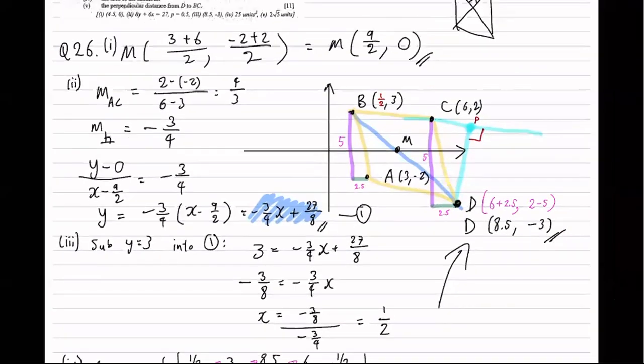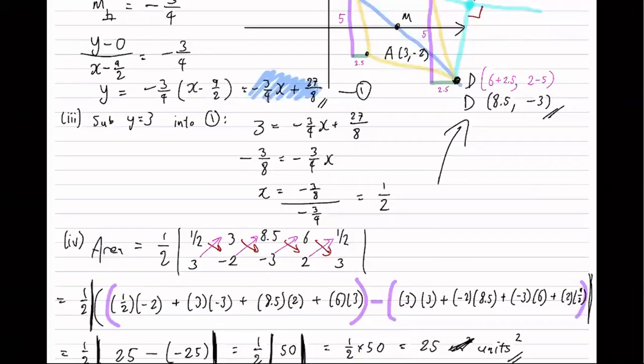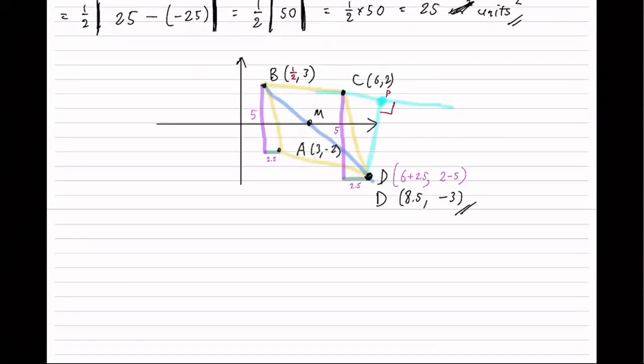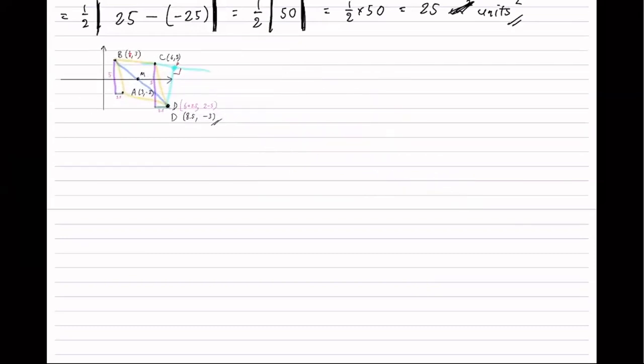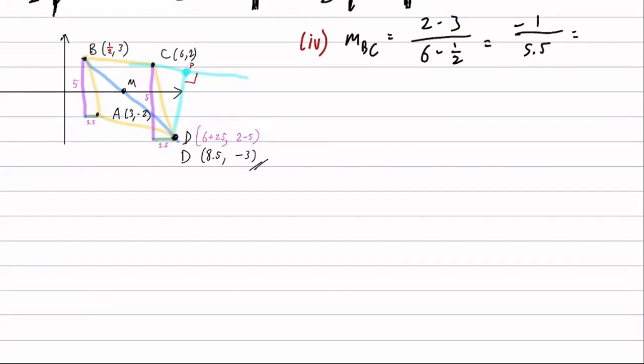Let me just copy down the diagram so I don't need to keep scrolling. I'll just paste it over here. So let's just quickly find MBC. This will be 2 minus 3 over 6 minus 1/2. Did I get the order right? Let me double check first. Yeah, okay. Then -1 over 5.5. This is -2 over 11. Therefore the gradient of PD will be what? Perpendicular, right? So -11 over 2. Oh, sorry, +11 over 2. Is that okay?